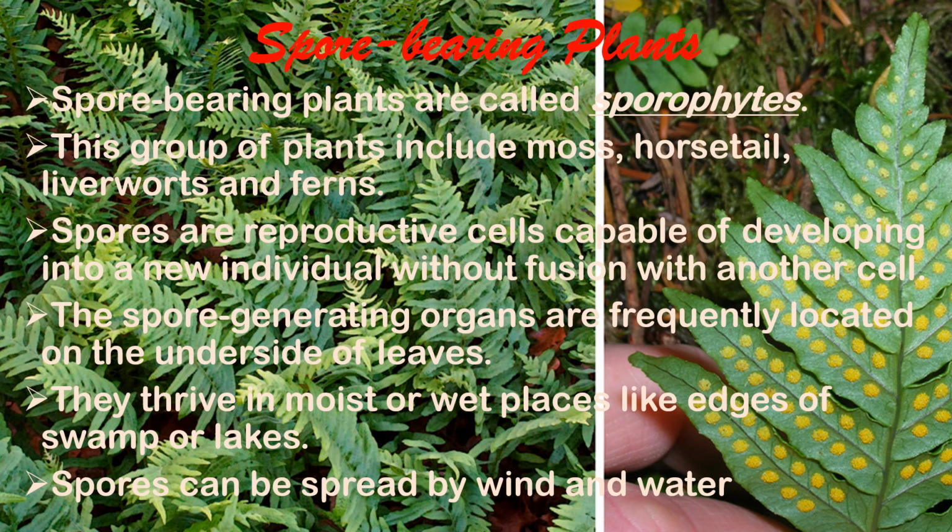Spore-bearing plants. Spore-bearing plants are called sporophytes. This group of plants includes moss, horsetail, liverworts, and ferns. Spores are reproductive cells capable of developing into a new individual without fusion with another cell. The spore-generating organs are frequently located on the underside of the leaves, just like what we see here in the background. They thrive in moist or wet places like edges of swamps or lakes. Just like seed-bearing plants, spores can be spread by wind and water.